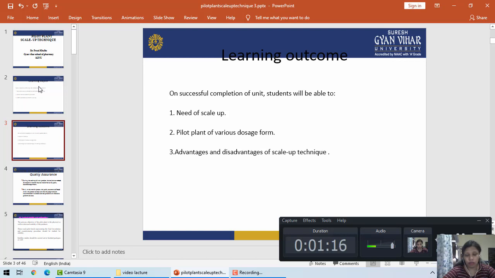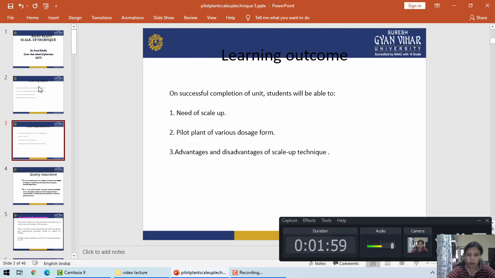Next is the learning outcome. Upon completion of this unit, you will come to know about the need of scale up, why scale up is important, what the specific criteria of scale up are, and how we can do the scale up. All these things you will learn in this topic, as well as pilot plant for various dosage forms, like solid dosage forms, tablets and capsules, as well as liquid dosage forms and semi solid dosage forms. So different types of dosage forms, pilot plant scale up you will learn in this unit. After all, the next is the advantages and disadvantages of scale up technique.